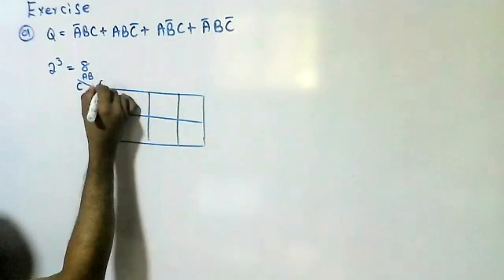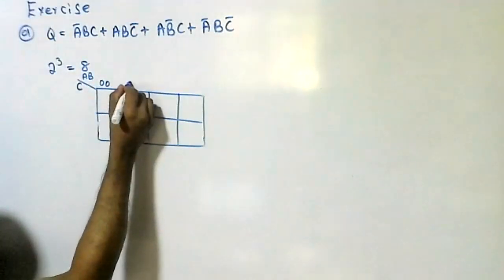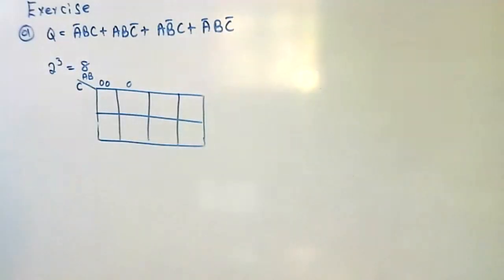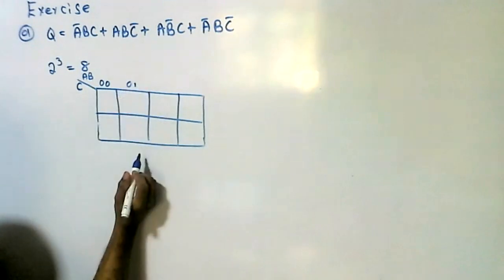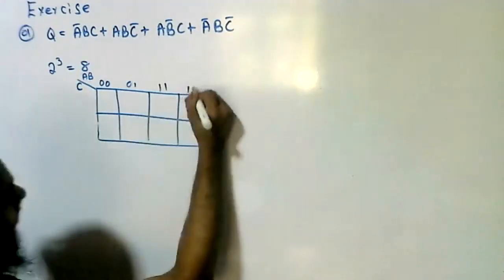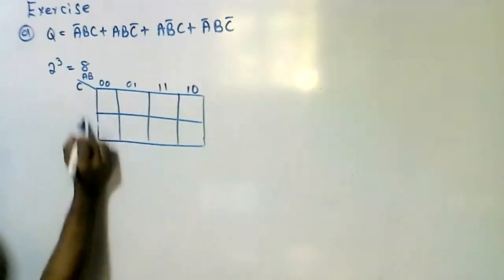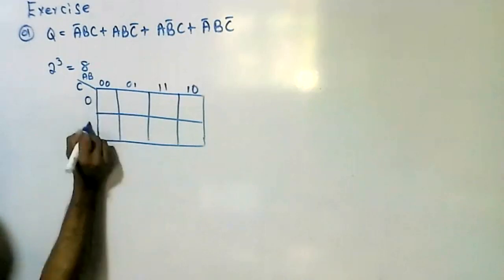Ilma. 0, 0. Okay. Hello. 0, 1. 1, 1. Sorry, 1, 0. Right, Shafia. Here, what are the headers? 0 and 1.